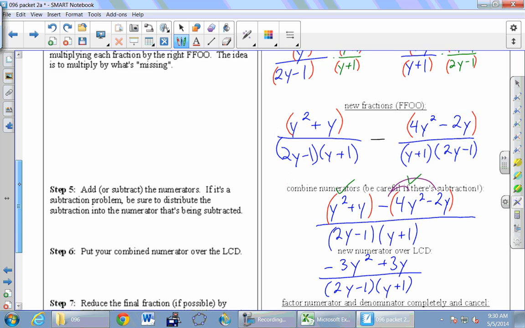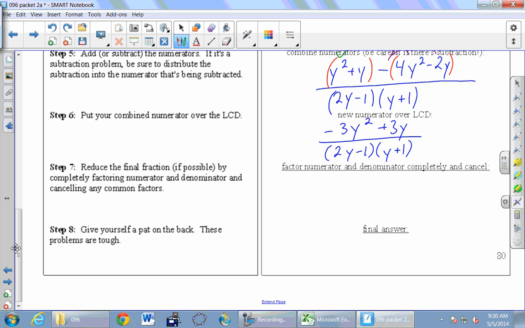So good news is most of this is done. The bad news is it's not all done. Because if we can cancel, then we need to. Can we cancel now? Like, could I cancel a y on the top with a y on the bottom? No, because upstairs is an addition problem.